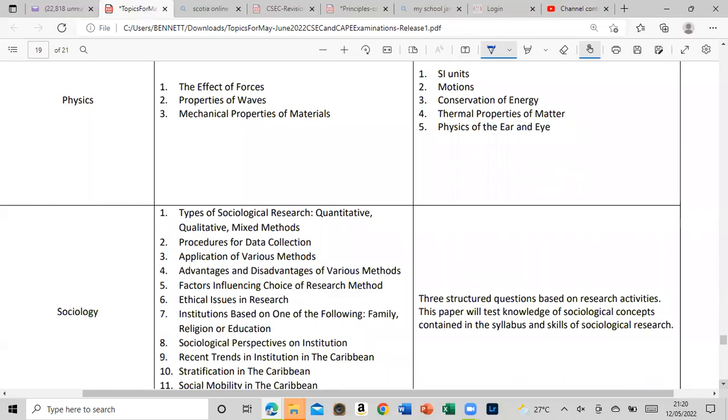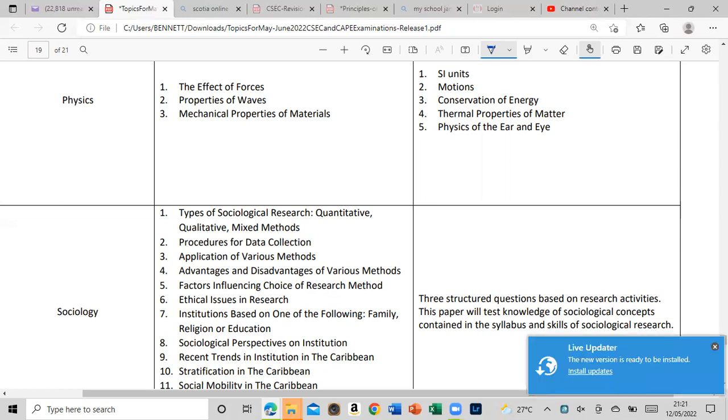And for sociology: 1, types of social research, quantitative and qualitative. You must know the difference between those, the advantages and disadvantages of each. Mixed methods. 2, procedures of data collection, or how you can collect data. 3, application of various methods. 4, advantages and disadvantages of various methods. And 5, factors influencing choice of research method. 6, ethical issues in research. 7, institutions, which you have to follow: family, religion, or education. And 8, sociological perspectives on institutions, recent trends in the institutions in the Caribbean.